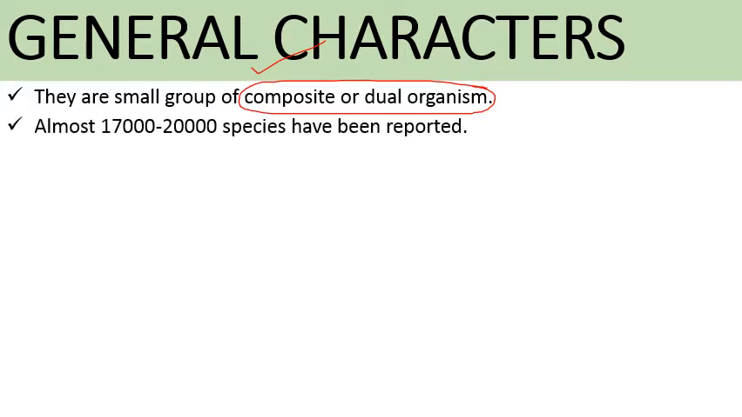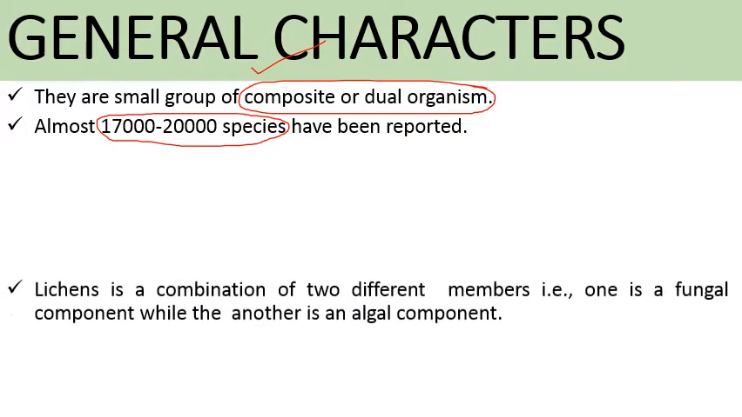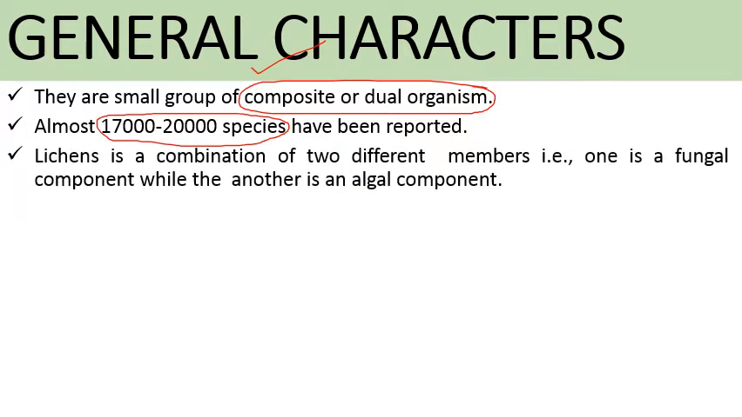Almost 17,000 to 20,000 species of lichens have been reported till now. And as I have already told, a lichen is a combination of two different members. One is the fungal member, and the other member is the algal member.